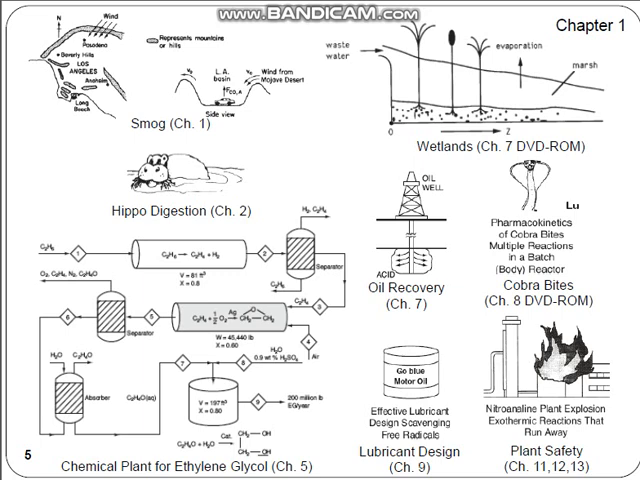And there are some other different applications, for example, in oil recovery and in cobra bites, multiple reactions in a batch reactor, body reactor, and then we have nitroaniline explosion. So there are chemical reactions happening all over the place, and therefore we can apply chemical reaction engineering to all different types of reactions that occur in our daily lives or even in the industry.